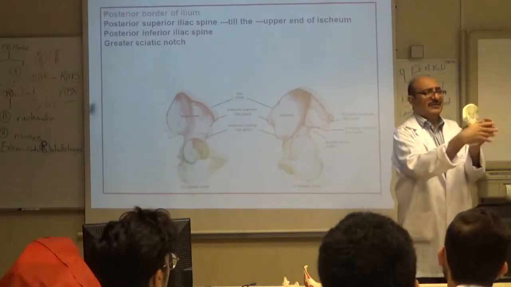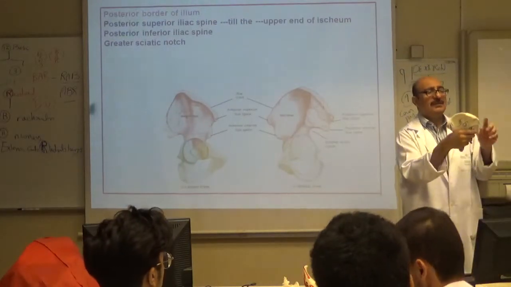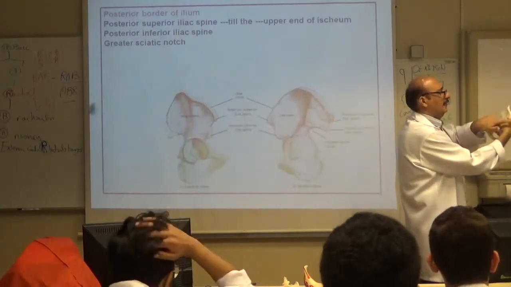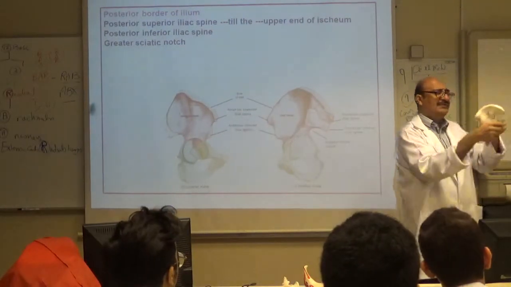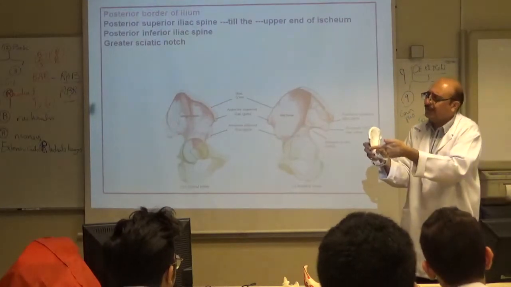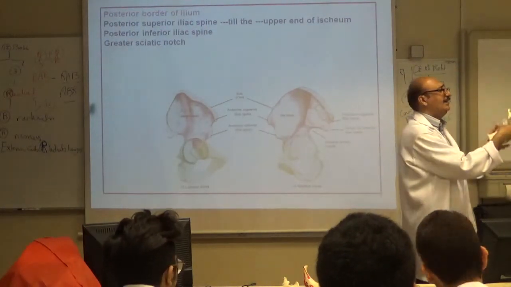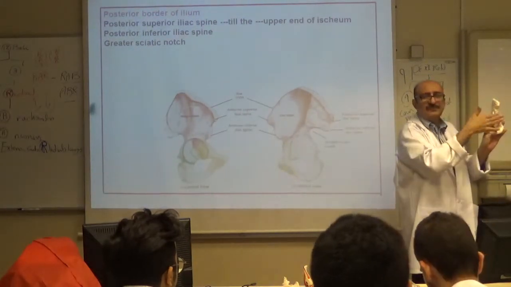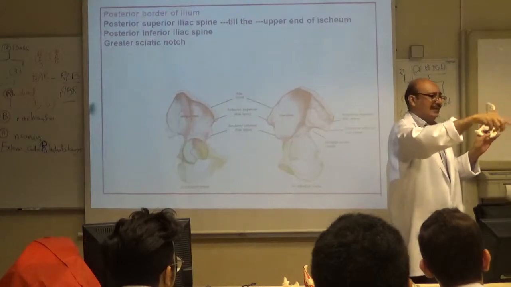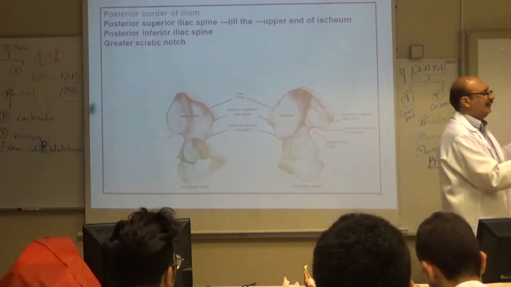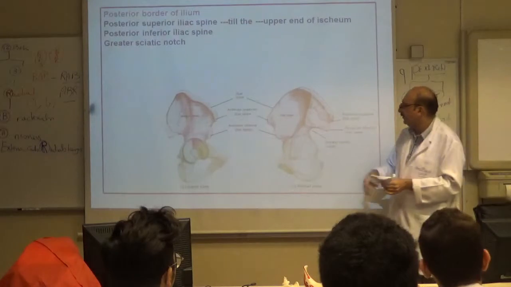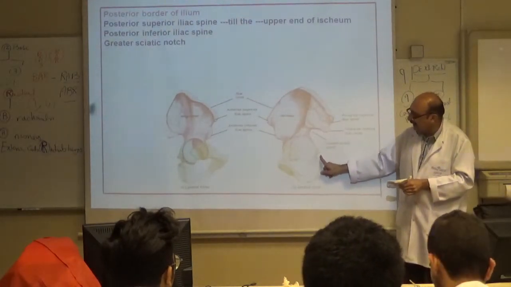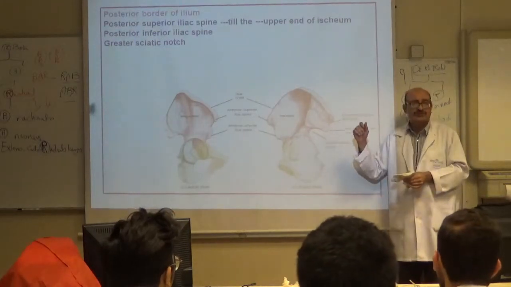The posterior border. Same as here we have anterior superior iliac spine, here we have posterior superior iliac spine. Here we have anterior inferior iliac spine, on the back we have posterior inferior iliac spine. After that there is a notch, the greater sciatic notch. After this there is a spine, and here another notch, the lesser sciatic notch.